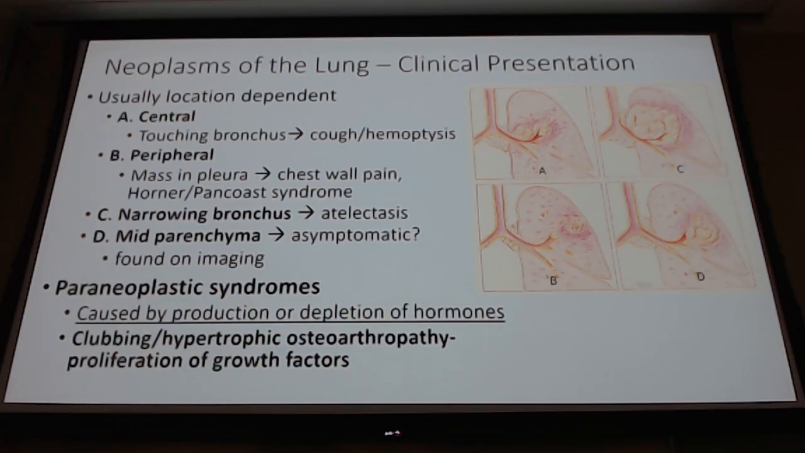Okay? And then again, the paraneoplastic syndrome, the carcinoid tumors, is going to be caused by either reduction or depletion of whatever hormones it's doing. So you may have clubbing, you may have proliferation of those growth factors. Those are, again, like 5% of all cancers, so it's pretty rare.